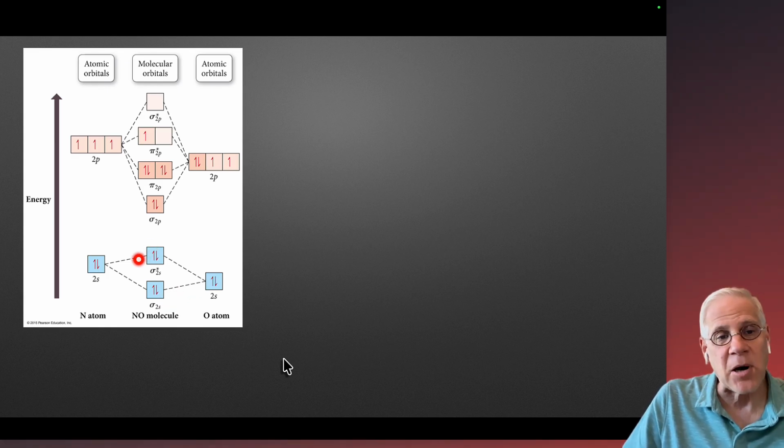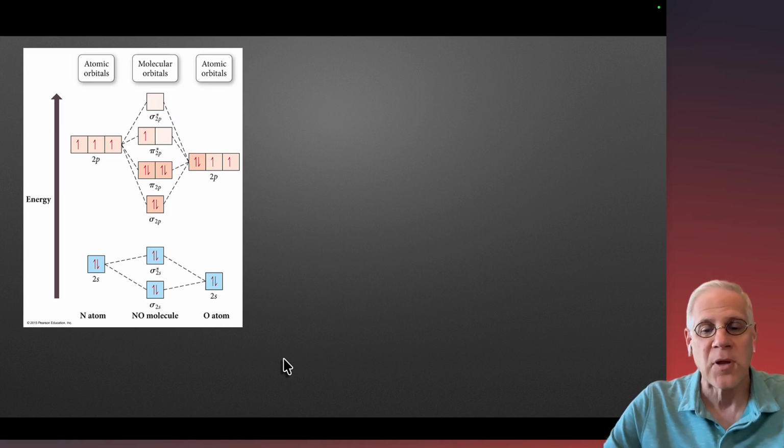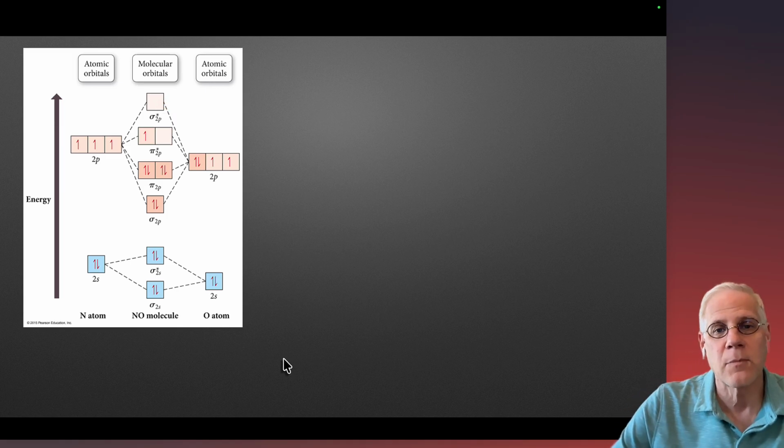And for the antibonding, the antibonding would have a little bit more nitrogen character than oxygen character. Same would be true for the sigma 2p, a little bit more oxygen character than nitrogen character. Same for the pi 2p, they would all be a little bit more oxygen heavy. And then these antibonding orbitals here would be a little bit more nitrogen heavy.